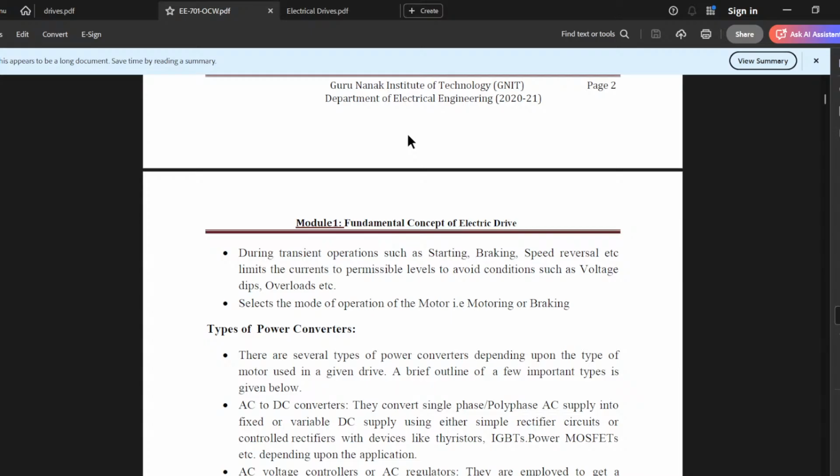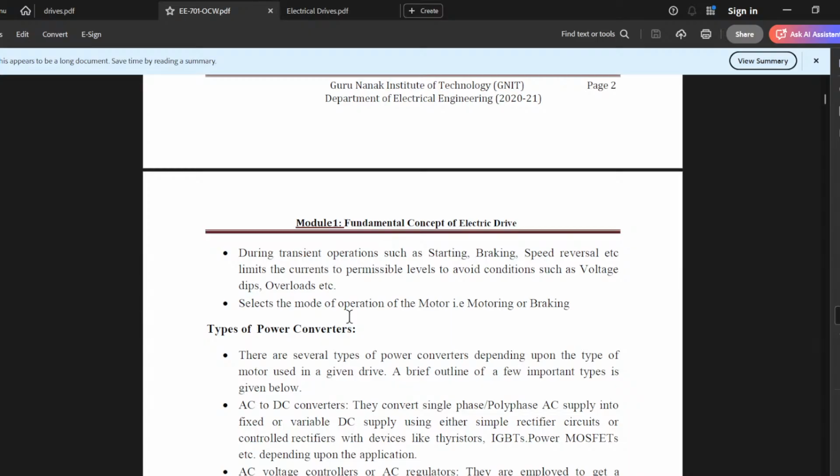We don't know how much limiting we have to do, so accordingly it selects the mode of operation. This also selects the mode. What does it mean? We have to do motoring or braking.